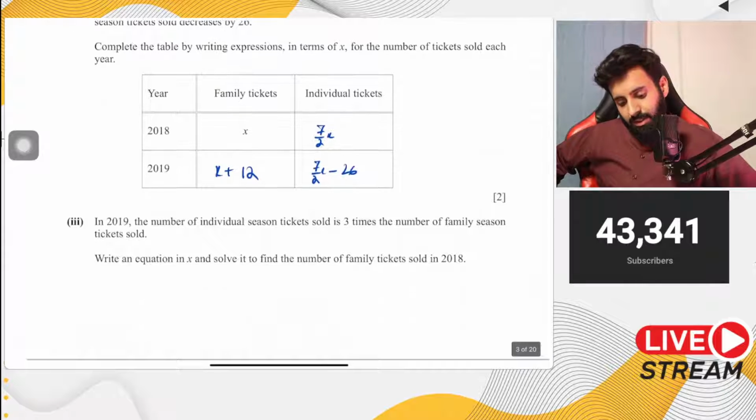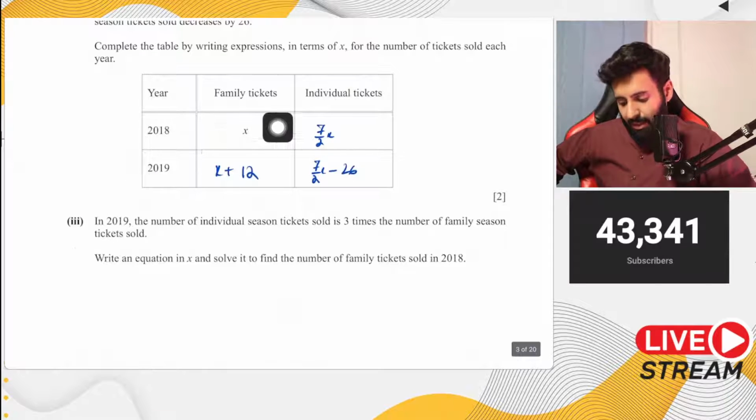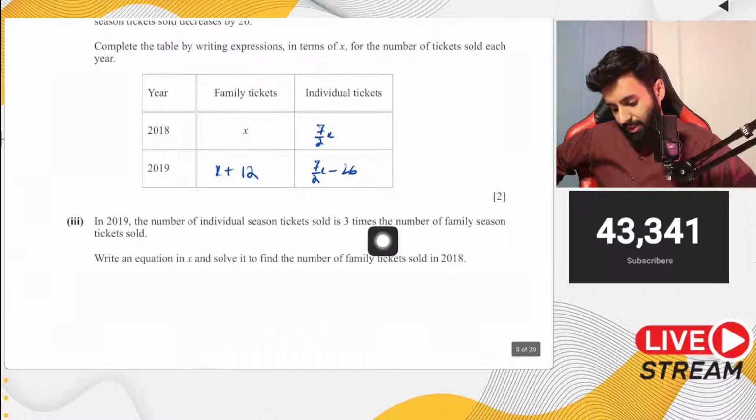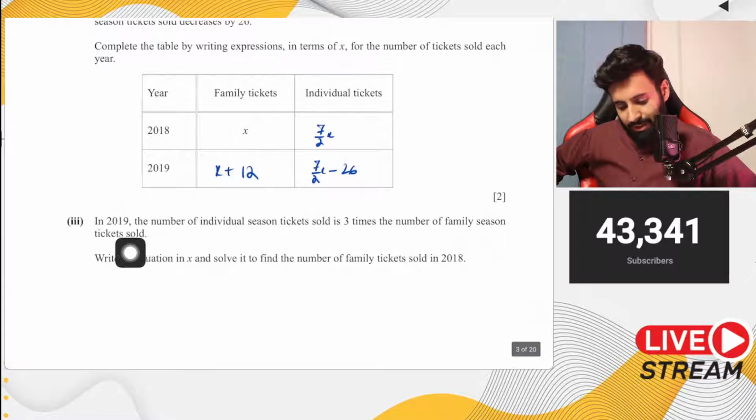Then the question says, so we've completed the table, you get 2 marks for this. All right. In 2019, the number of individual season tickets sold is 3 times the number of family season tickets sold.